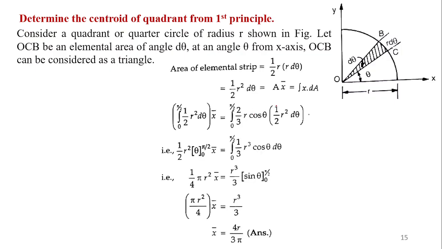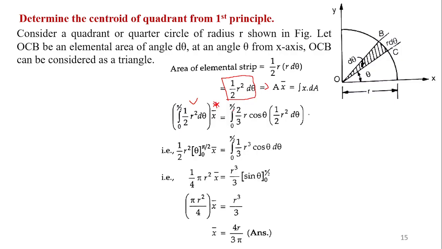So you are going to find out the area of that elemental strip, that gives me half into r square into d theta, and the first moment of area is going to be A into x bar. From this, what I'm going to get is A x bar equals integral x into dA. Total area value is known to us; x bar is the one which we are trying to find out.